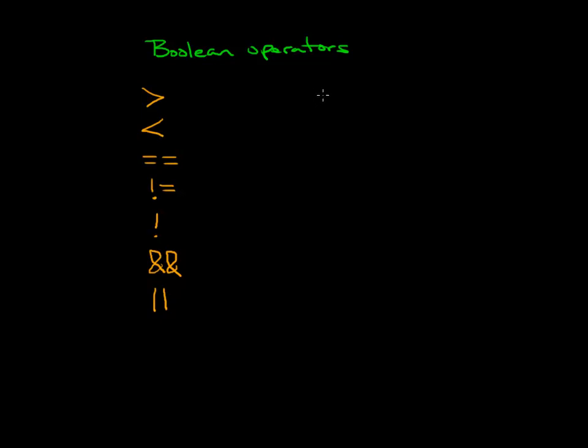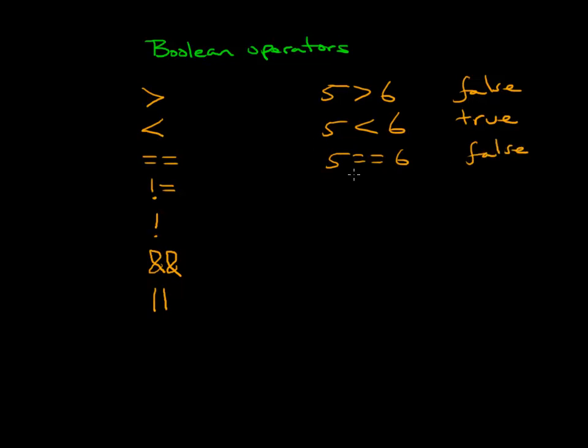So an example of some of these, I can say is 5 greater than 6. Well, it's not greater than 6, so that would evaluate to be false. I could say is 5 less than 6. Well, that's going to evaluate to true. Is 5 equal to 6? Well, that's going to be false. It's not the same. And I can do this with text as well.